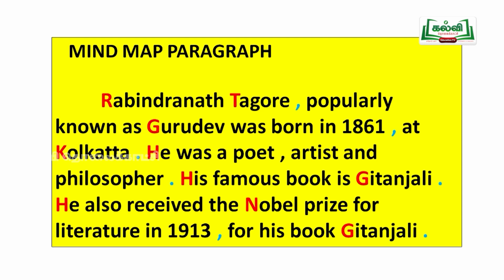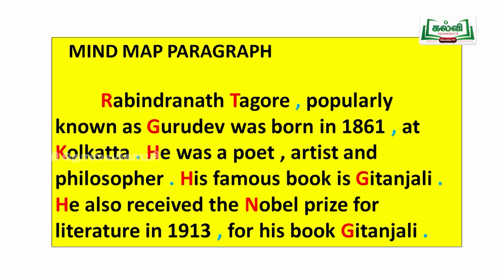Rabindranath Tagore was born in 1861 at Calcutta. He was a poet, artist, writer and a philosopher. So here you have to give Rabindranath Tagore with R capital letter, T capital letter, Calcutta capital letter and a full stop. These are all the punctuations. Rabindranath Tagore was a poet, writer, philosopher. Here you have to give the comma. This is also a punctuation.